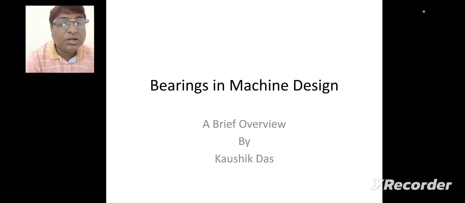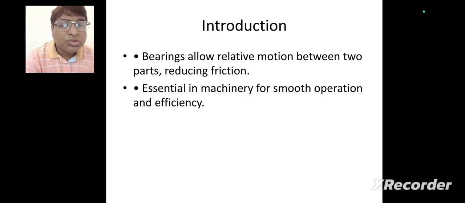Dear student, today I am going to start a new topic, bearing in machine design, a brief overview. So in introduction, I can say bearing allow relative motion between two parts reducing friction, and it is essential in machinery for smooth operation and efficiency.